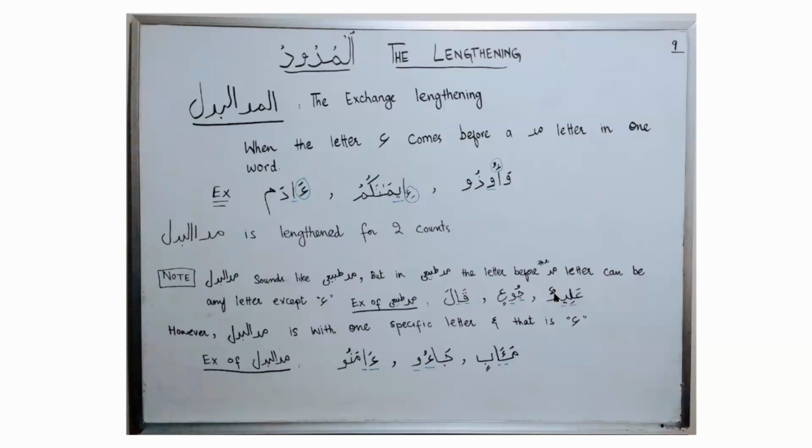The only difference between maddu tabi'i and maddul badal is that in maddu tabi'i you can find any letter before the mad letter. Like in this case, you can find letter lam here before the mad letter ya. In this example, you can see letter jim here before mad letter waw. And in this example, you can see letter qaf before the mad letter alif. Although we will stretch maddu tabi'i and maddul badal both 2 counts, when mad letters are preceded by letter Hamza within one word, in that case, that mad will be maddul badal and not maddu tabi'i.